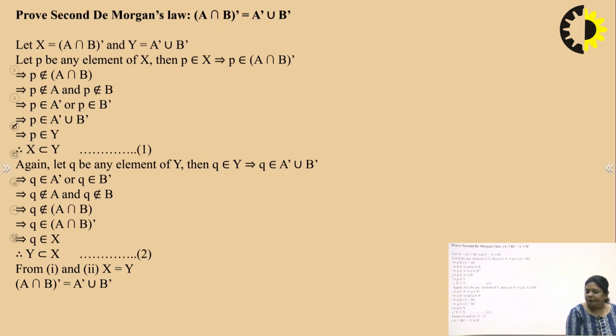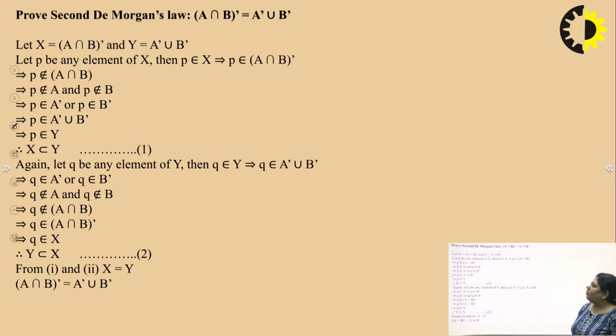So, Y is a subset of X, this is the second equation. If X is a subset of Y and Y is a subset of X, then we can write it as X is equal to Y, which means (A union B)'s complement is equal to A's complement intersection B's complement. Now again, we can see another one.